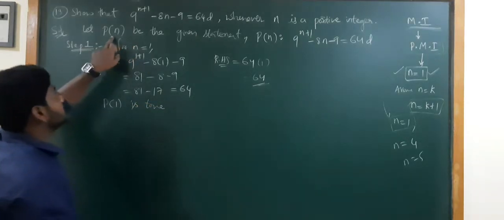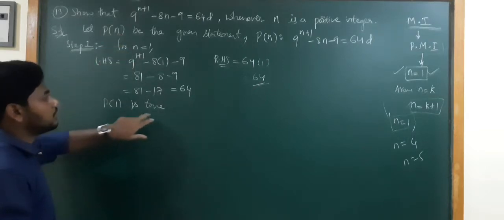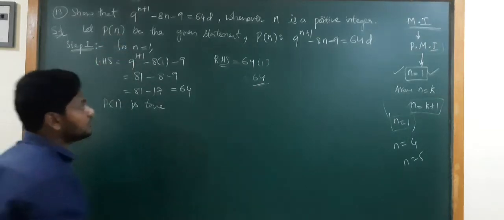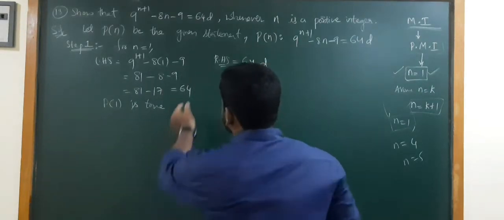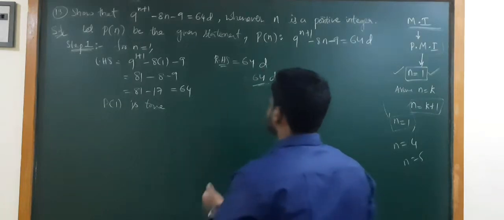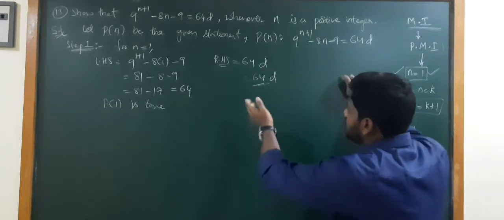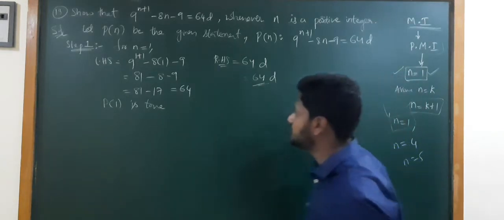Nothing but, starting we have considered P of 1, n. But instead of n, we have substituted 1, so P of 1 is true. Or if you write here 64D instead of 1, so 64, here also 64 into some D. So nothing but here, is it a multiple of 64 or not? So it is a multiple of 64.